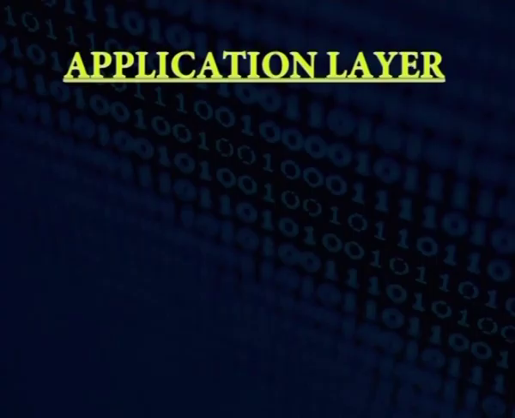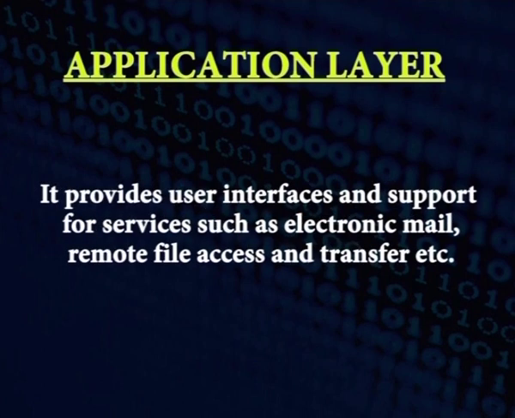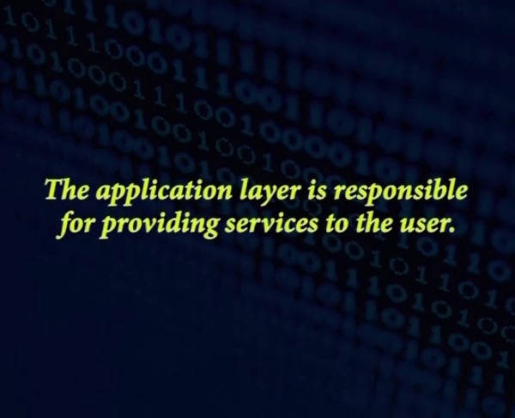If you are connected to the internet by any means and still not able to access it, then there will be no use of this internet. That is where application layer comes into play. The application layer enables the user, whether it's human or software, to access the network. It provides user interfaces and support for services such as electronic mail, remote file access and transfer, etc. So the major role of application layer is that it is responsible for providing services to the user.